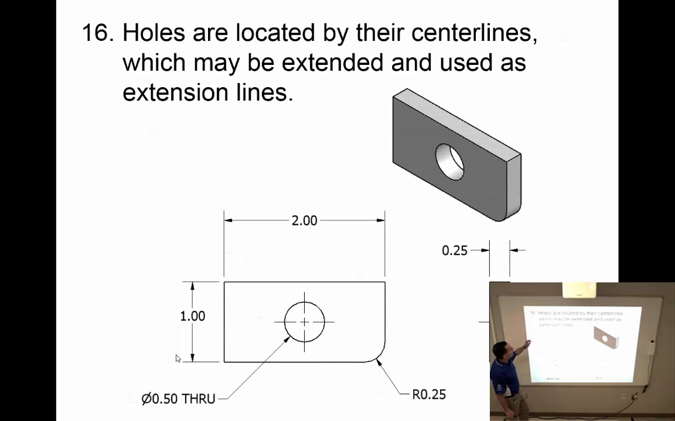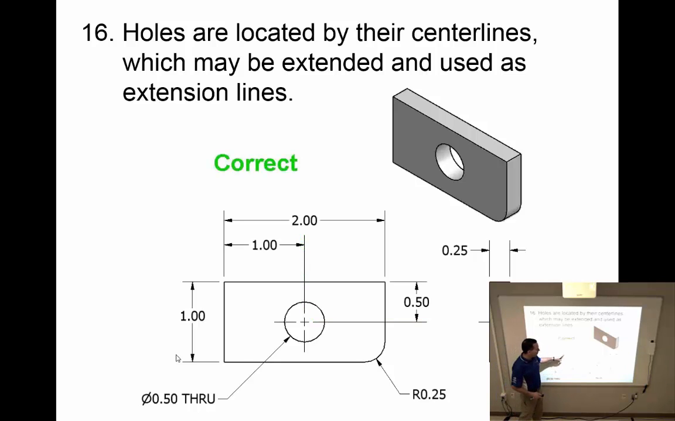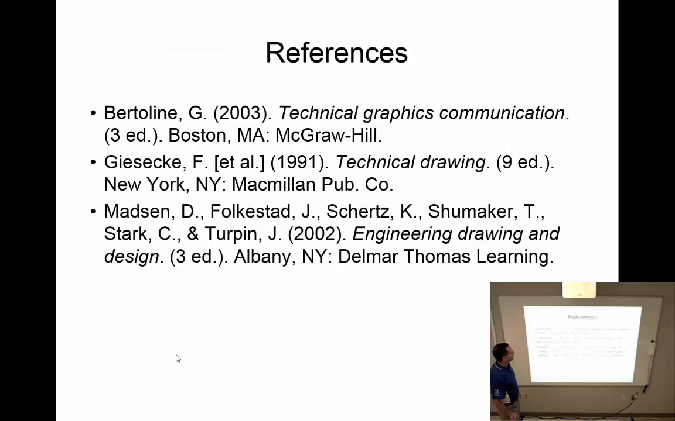And then finally, holes are located by the center lines, which may be extended and used as extension lines. So this is a center line that's used to mark where the center of the circle is. It's drawn with a long dash, short dash, long dash. And I can actually extend these out to make them extension lines and then use those as part of my dimension. In this case, they're location dimensions to locate where the center of this hole is.